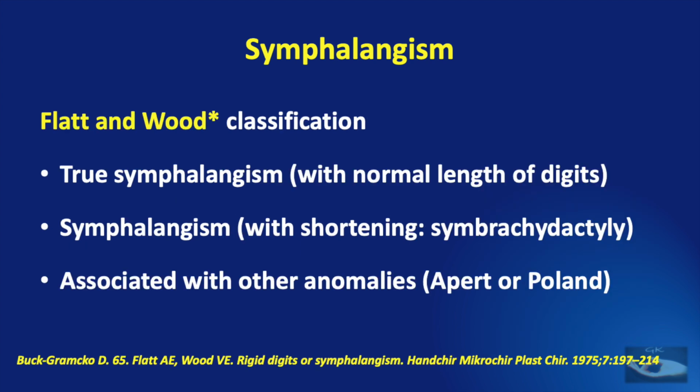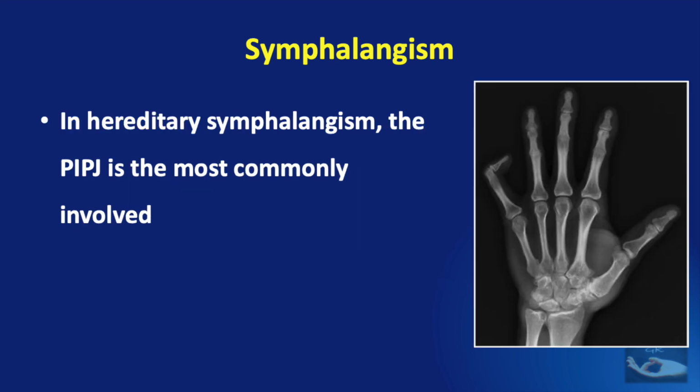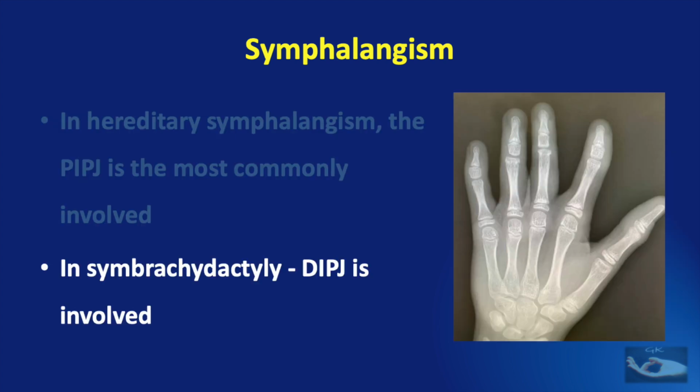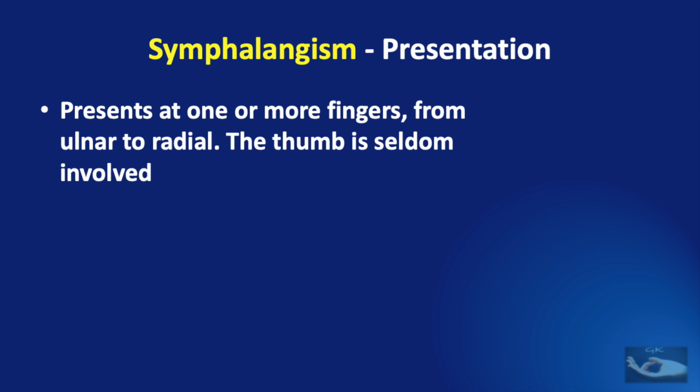Adrian, Flatt and Wood have classified symphalangism into three types: true symphalangism with the normal length of the digits, symphalangism with shortening as a part of symbrachydactyly, or associated with other anomalies like Apert syndrome or Poland syndrome. As we have seen, in symphalangism, the proximal interphalangeal joint is the most commonly involved joint with a compensatory movement at the distal interphalangeal joint and normal movement at the metacarpophalangeal joint. The distal interphalangeal joint is involved in symbrachydactyly. The anomaly presents at one or more fingers from ulnar to radial. The thumb is rarely involved.